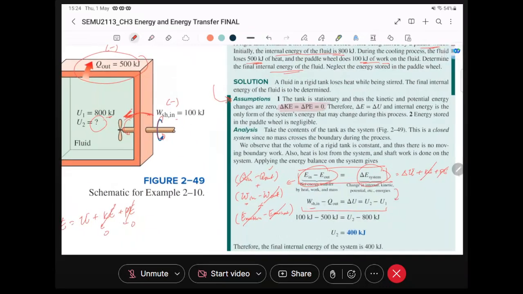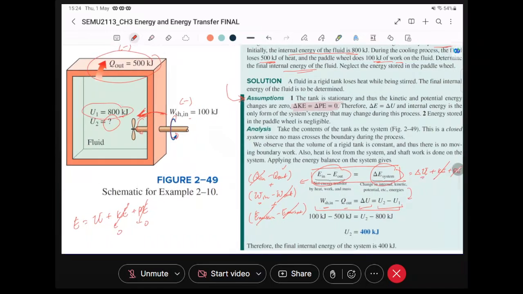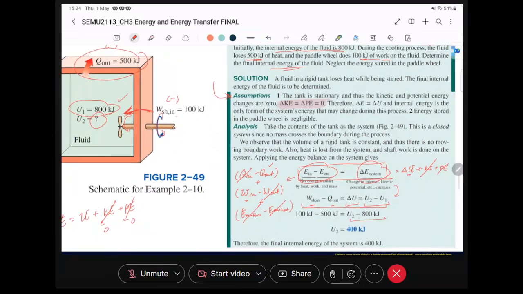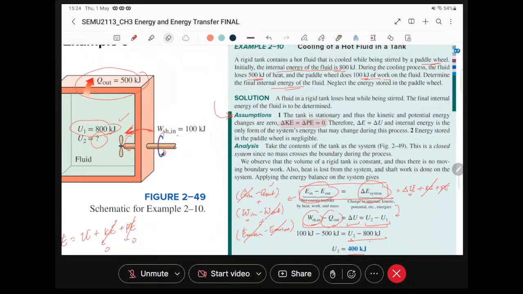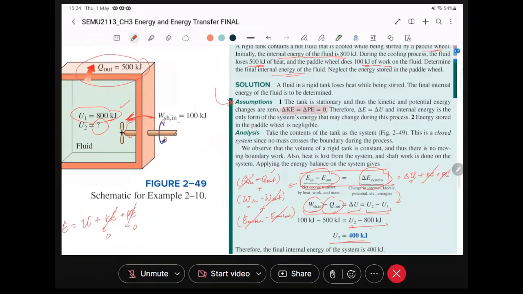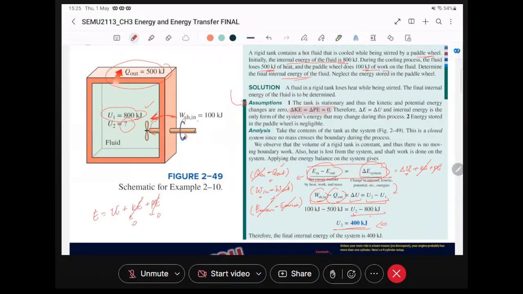So the work in minus the heat going out must equal the change in the internal energy, which is U2 minus U1. U1 we already know. So then U2 we can find out just like that. And when you plug the values into this equation, you don't have to look at the sign anymore, because the minus here is already taking into account the negative in the process. So that's how you can find the internal energy in the second state.